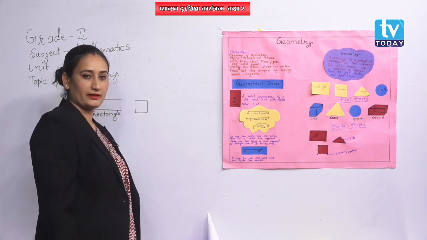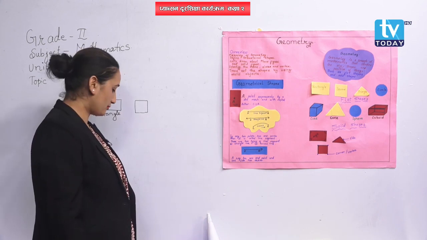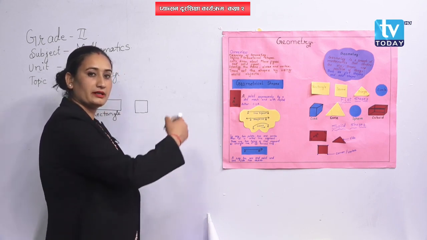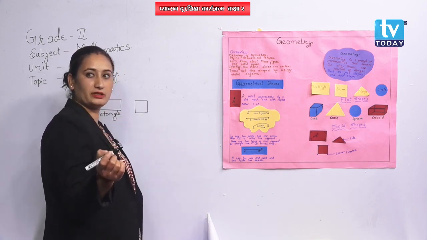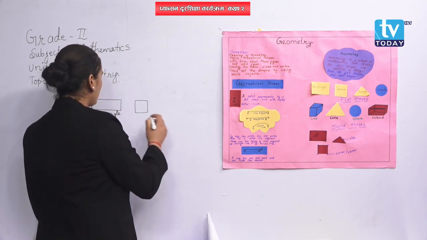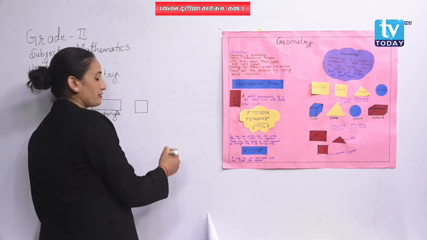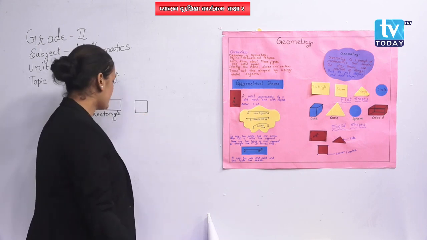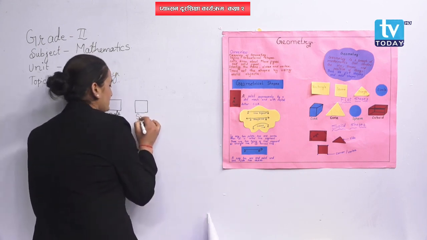Now have you completed? Good job. So now you have to mention the name. I'm writing the name of it. What's the name of this figure? Yes, it's a square. Please write here square.